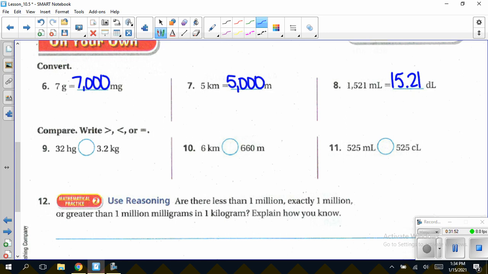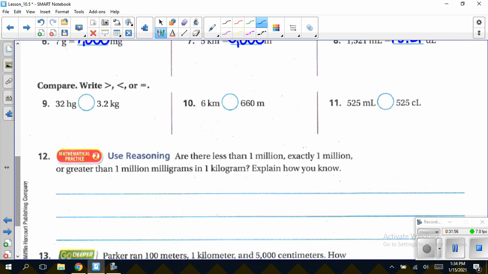Now for 9, 10, and 11, notice we do have some comparisons. And when we were using the U.S. customary units, we've always said to change the larger unit of measure into the smaller unit of measure. Well, because when you are working with the metric system, it's just a matter of swooping your decimal. It really does not matter which unit of measure that you are changing. So each one I might do a different unit of measure, and that's okay, but I just need to make sure that I'm changing it to the unit of measure that you are comparing to.